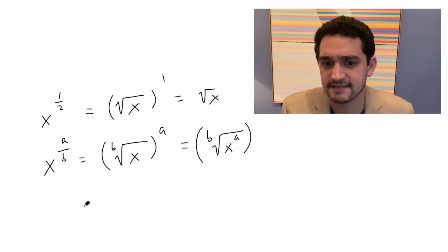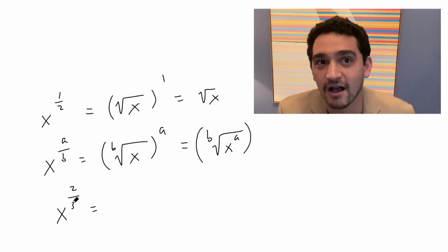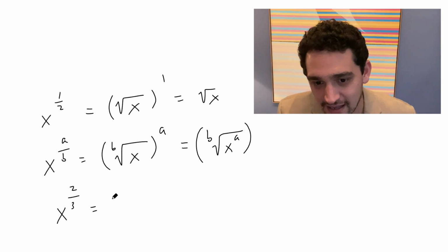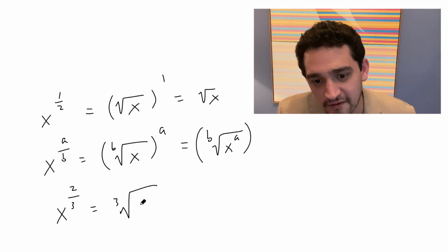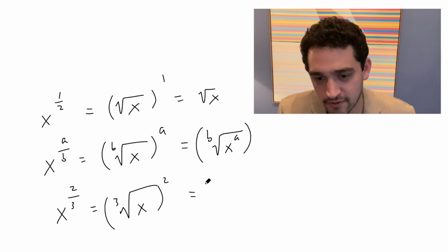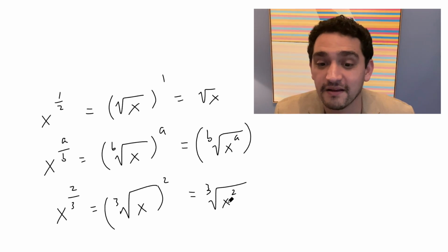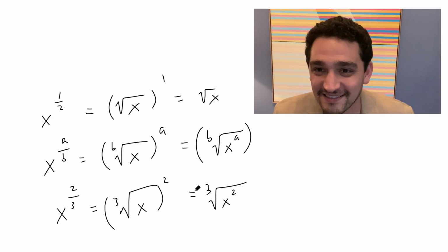So let's test this. If I say, what is the value of x to the power of 2/3? Well, this 3 becomes the index of the radical. It becomes the cube root of x squared, or the cube root of x, squared, like that. Both are correct. I know this is a lot of information to take in, so feel free to stop this, rewind, and watch as many times as you need to.